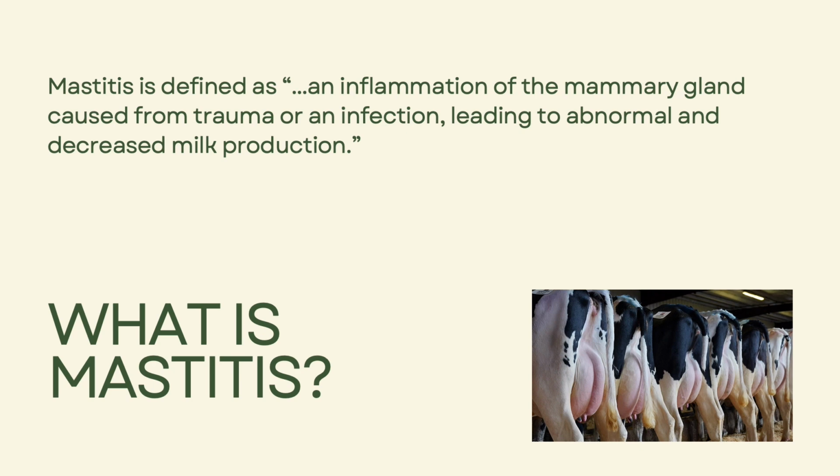So to start off, we need to learn what mastitis is. Mastitis is defined as an inflammation of the mammary gland caused from trauma or an infection, leading to abnormal and decreased milk production. So abnormal milk could be thinner than usual, it could be off-colored, it could be blood-tinged, or it could be kind of chunky and look like cottage cheese.